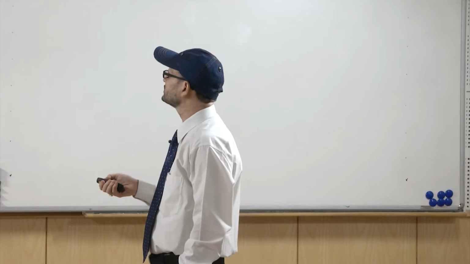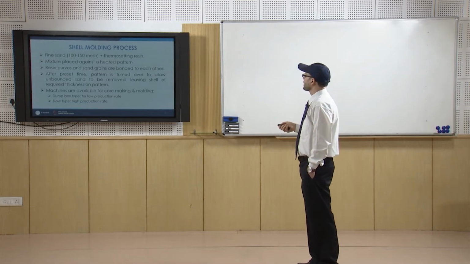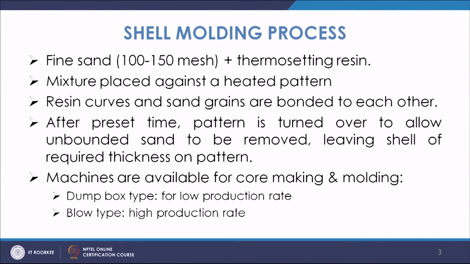So you have fine sand and you are using a thermosetting resin. The mixture is placed against a heated pattern, and resin and sand grains are bonded to each other. After some time, the pattern is turned over to allow unbonded sand to be removed, leaving a cell of required thickness on the pattern. Machines are available for core making and molding.